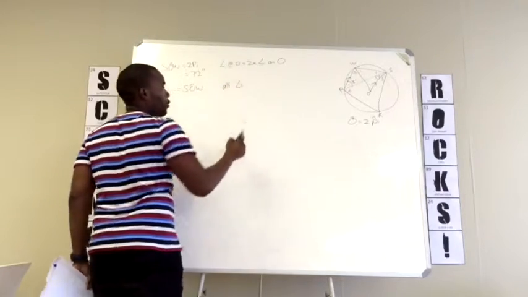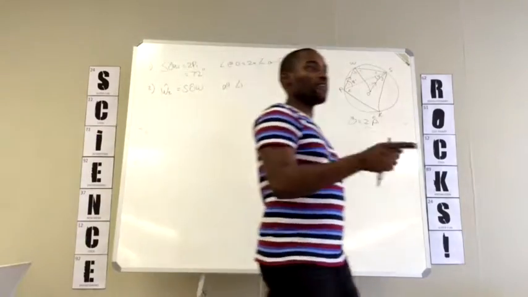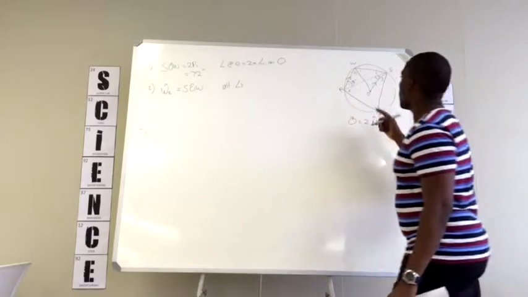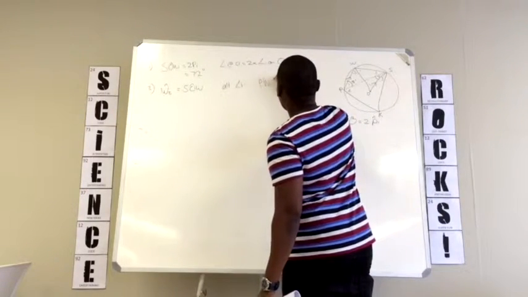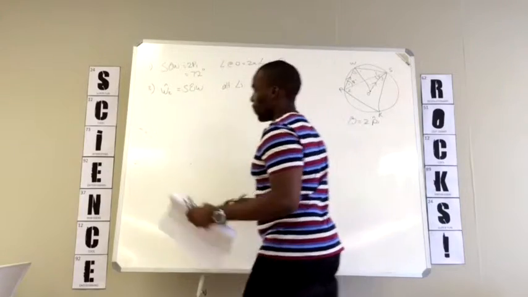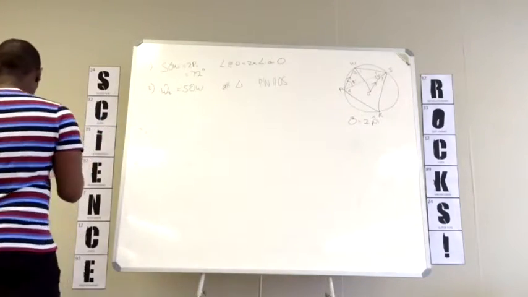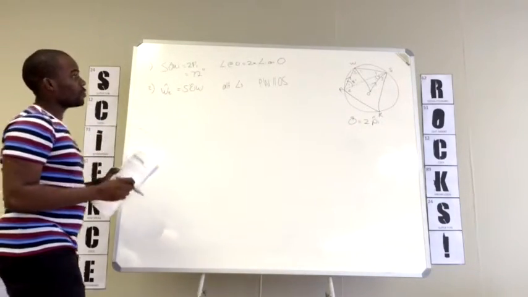And then whenever you say alternate angles, you have to specify which lines are parallel. You can say PW is parallel to OS. You guys still with me? Yeah. Okay, let's find angle OSW.